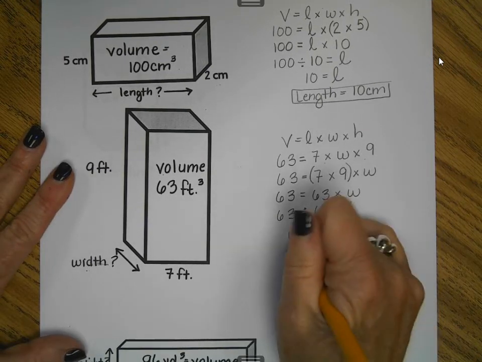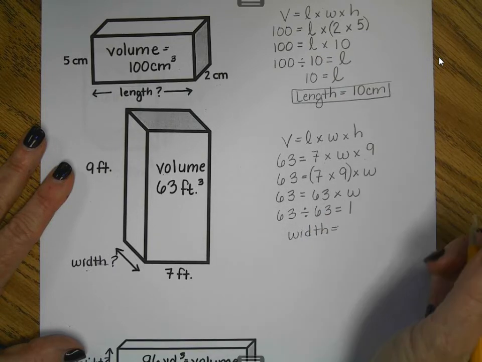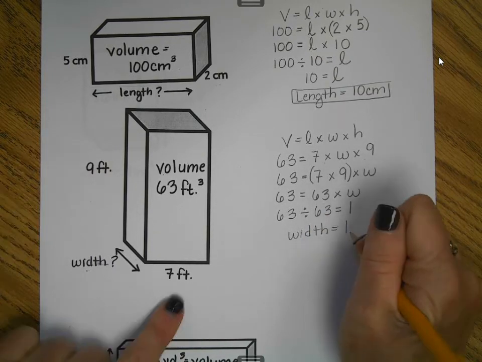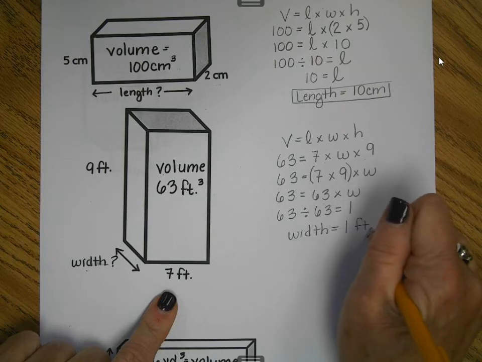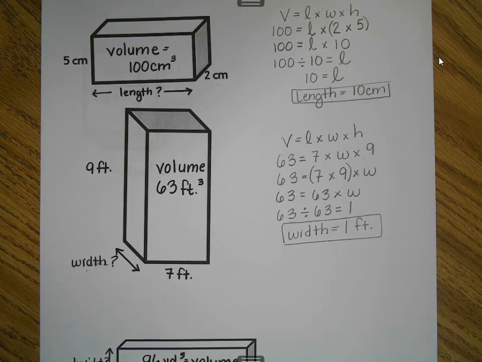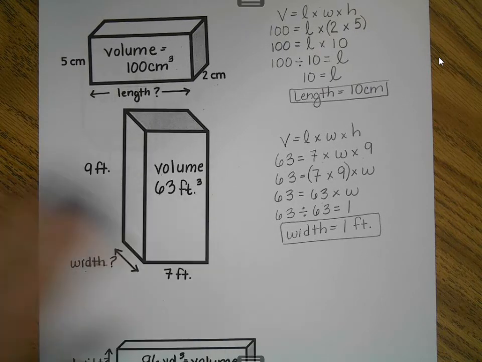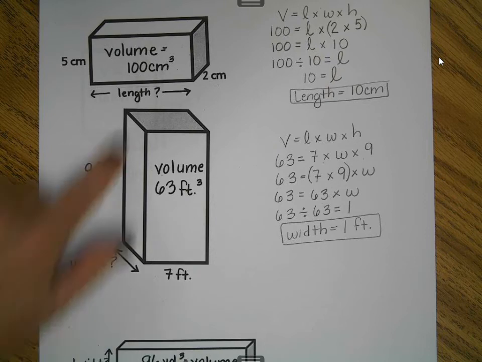So the width equals 1 foot. Okay? All right, that's a very narrow rectangle prism compared to the length and the height.